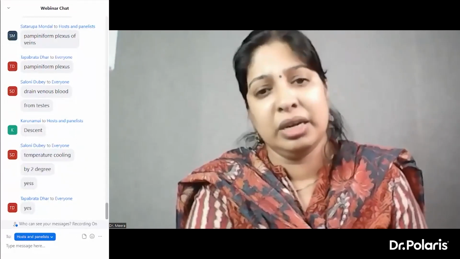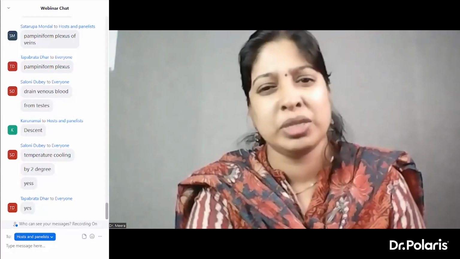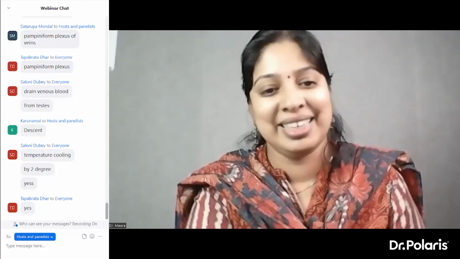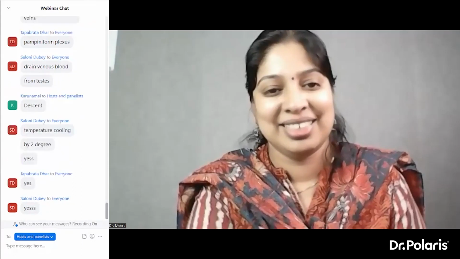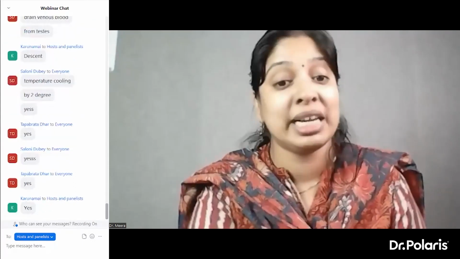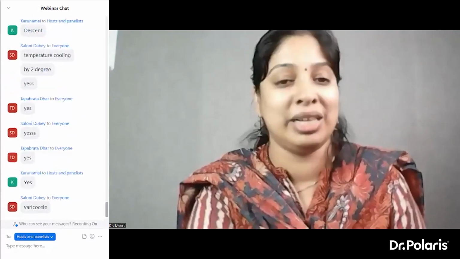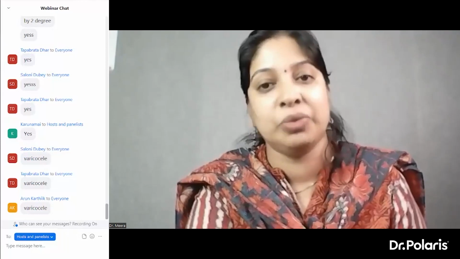Do these veins get enlarged or tortuous like varicose veins of our leg? Can it get enlarged? Yes, it can get enlarged. And what is that condition called? Varicocele. Very good. So the abnormal enlargement or tortuosity of the pampiniform plexus is called varicocele. So that means the scrotal temperature will increase and this will affect the spermatogenesis. So that's why pampiniform plexus is also very important clinically.